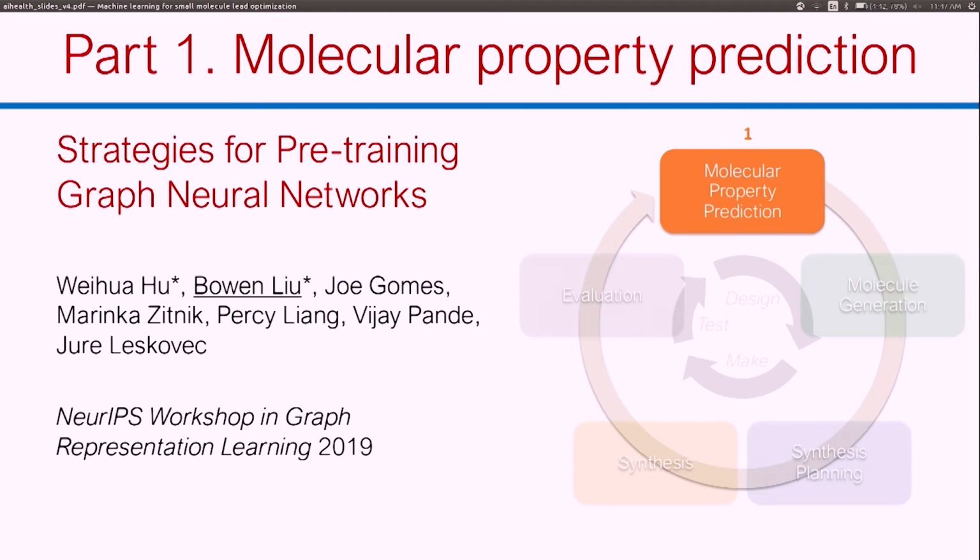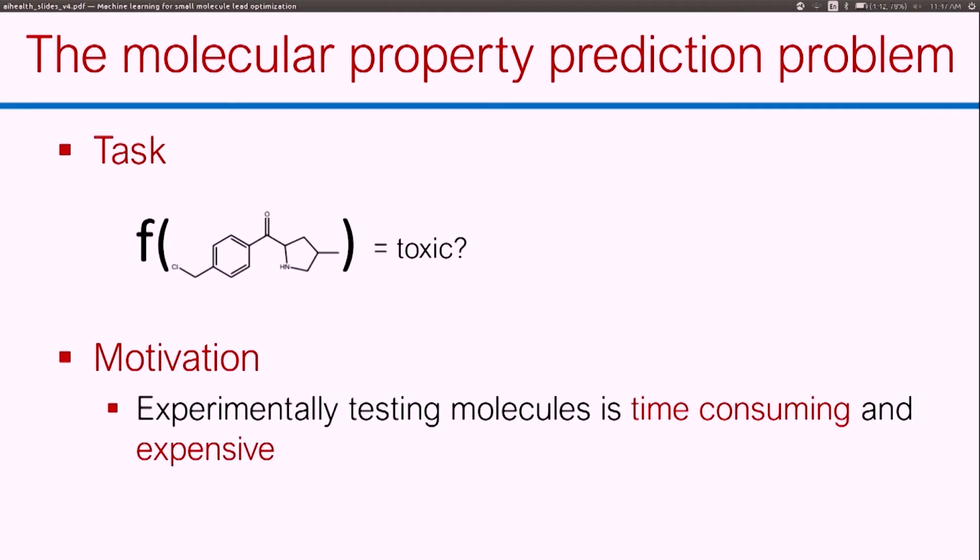This is one of our very recent works on molecule property prediction. The task here is essentially, given a molecule, can you predict one of its properties? Whether it's toxic or not, whether it binds to a particular enzyme or not. The motivation is that experimentally testing molecules can be pretty expensive and time-consuming. So if we could build a model that can make these predictions and run virtual experiments, it could hopefully speed up the process.